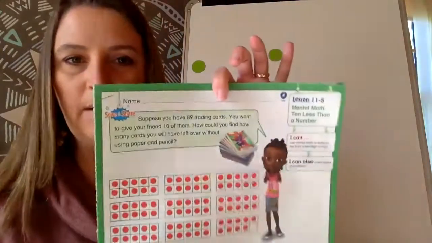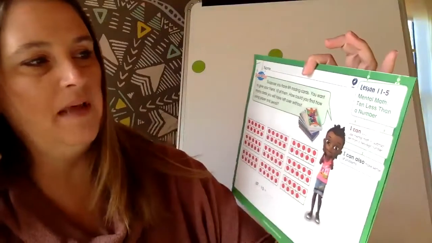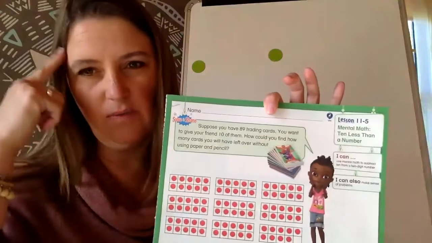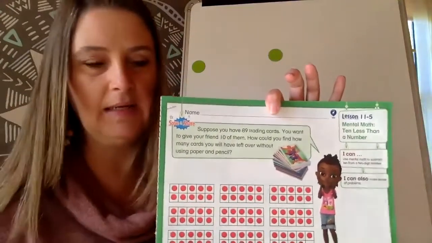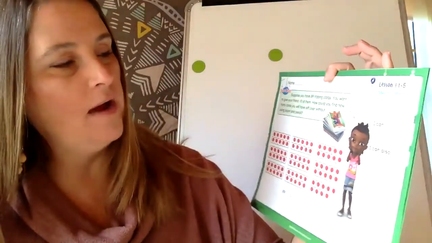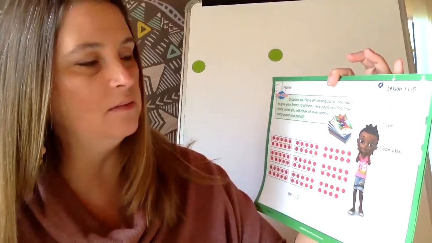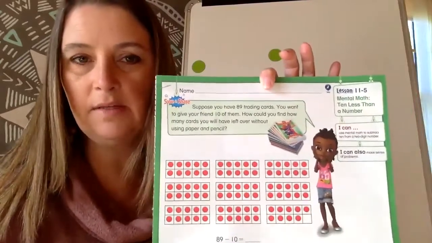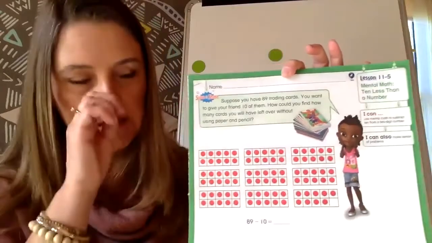So today we're going to be working with topic 11, lesson 5, and this one is called mental math, 10 less than a number. And when they say mental math, that means that we're going to try to do it in our heads. We can still use our paper, but our goal is to work towards being able to do it in our heads. And your I can statement for the day says, I can use mental math to subtract 10 from a 2-digit number. And I should have already said, if you don't have your paper out, go ahead and pause the video, grab your paper real quick, and then come back and join us.